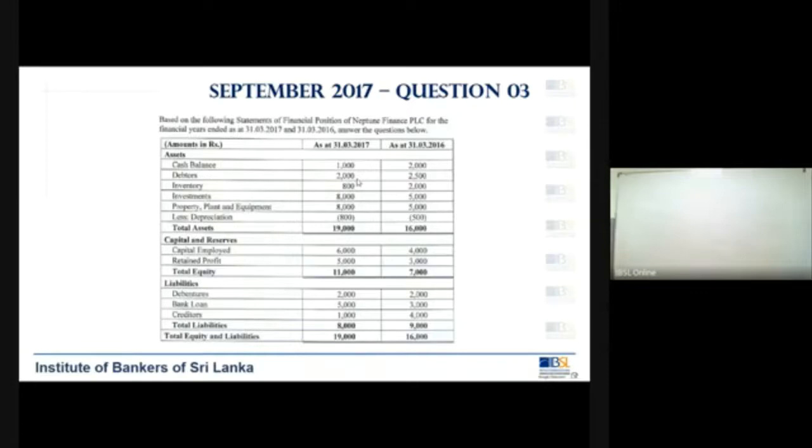What is the basic? Any reduction in asset is a cash inflow. I told you. Any reduction in asset is a cash inflow. Any increase in liabilities is a cash inflow. Right? So on that basis, quickly mark all these, whether it is cash inflow or outflow. I'll give you 2 minutes.